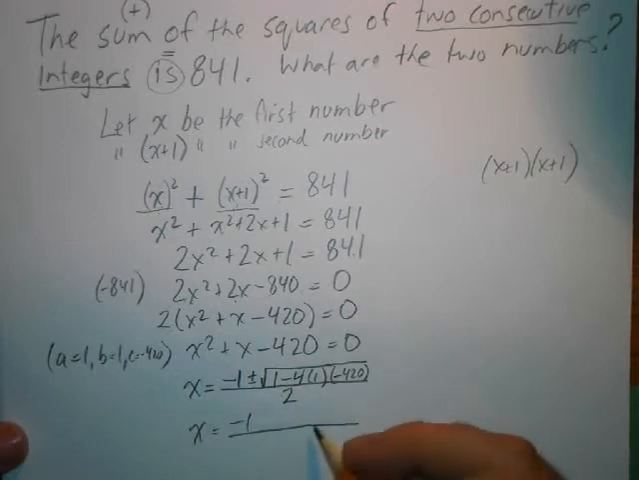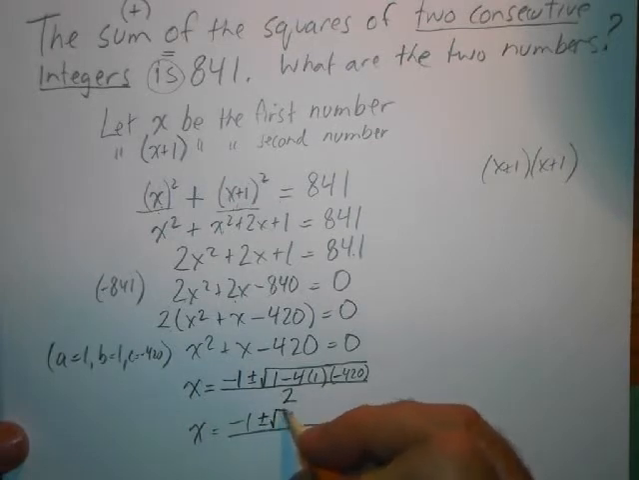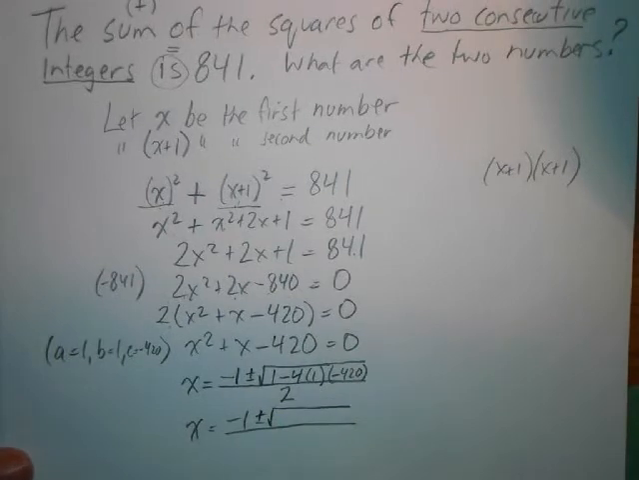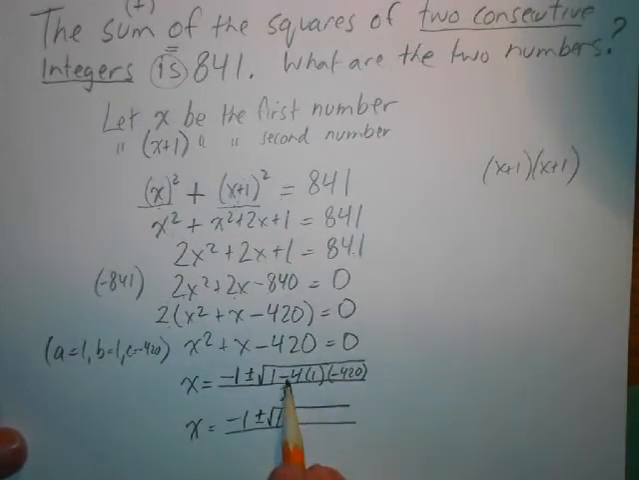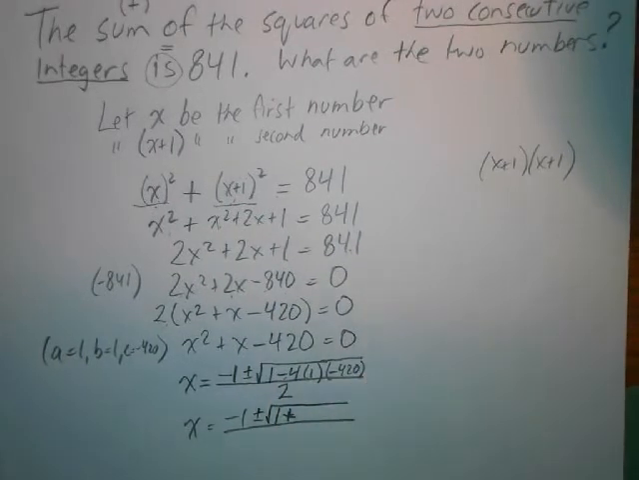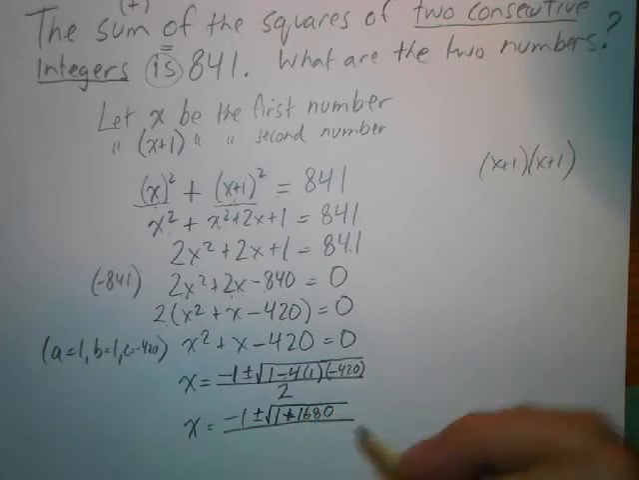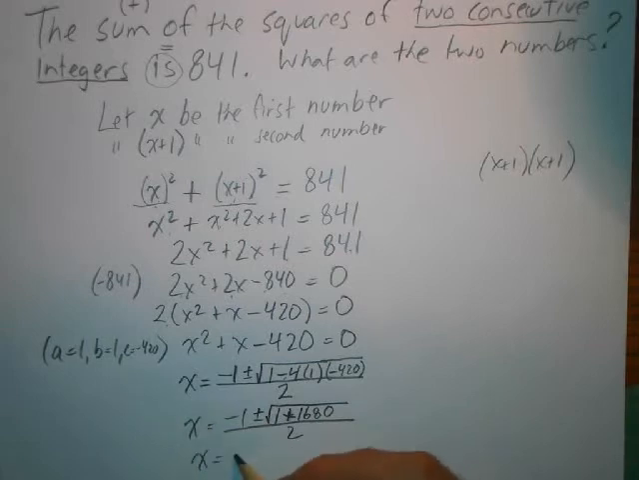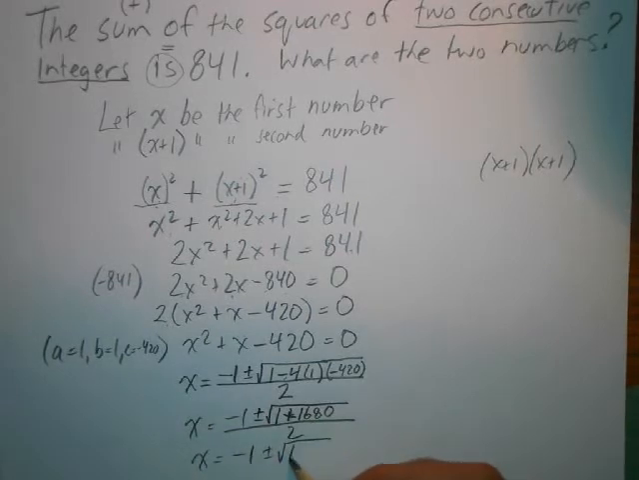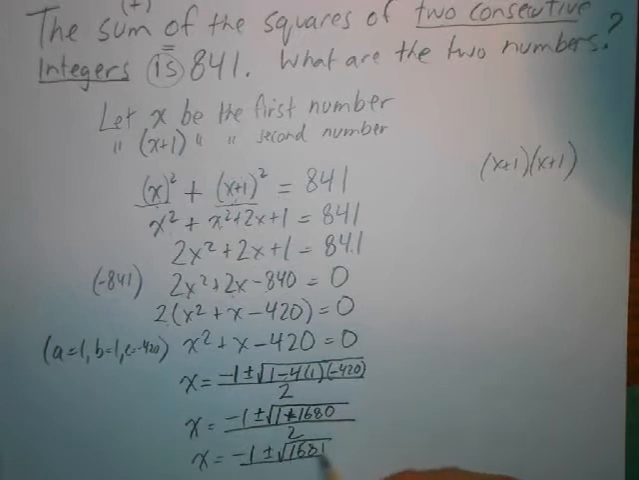Okay, so let's figure out what's inside here. Plus or minus the square root. Okay, so that's a 1, and then I've got 2 negative signs here, so that means I'm going to be adding. And I better be adding, because if I'm subtracting, I'm definitely going to get a negative under the square root. So 4 times 420, that's going to be 1680, over 2. And that's going to be the square root of 1681. And if everything is good here, that should be a perfect square.